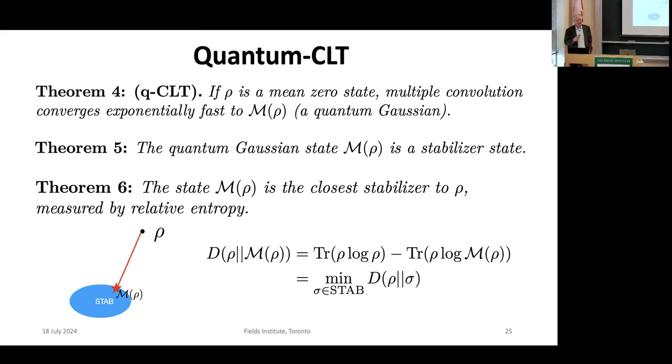Namely, if you have a state, rho, and the set of stabilizers, which I haven't told you yet what they are, and look for the closest point in the stabilizers to the original rho with mean zero, that's what this multiple convolution converges to. And the relative entropy is the trace of rho log rho minus the trace of rho log M of rho. And it's minimized by this limit.